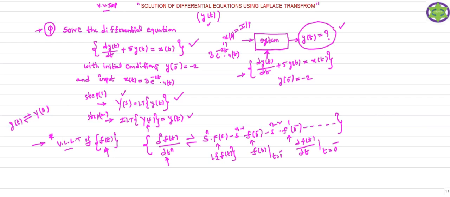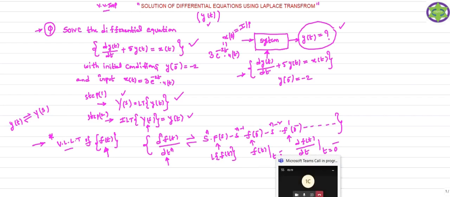Now how can I find Y of s? You just observe here. The differential equation is given to you. Here, what is the differential equation given to you?